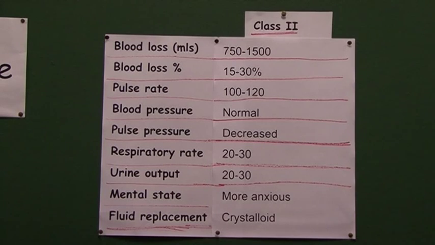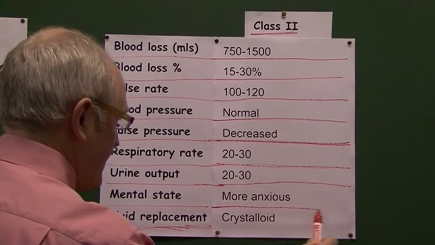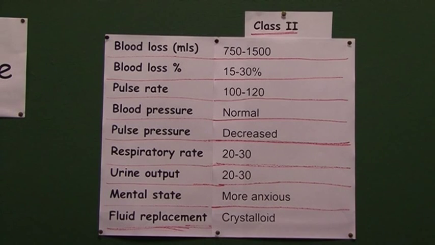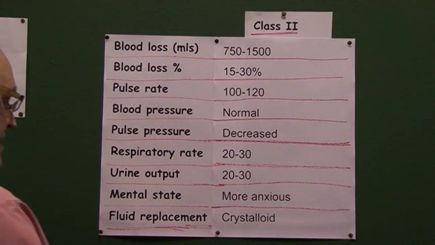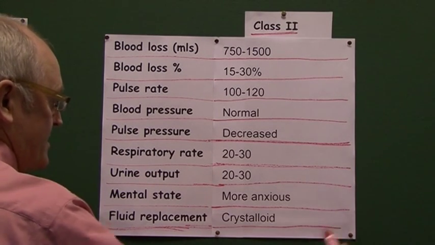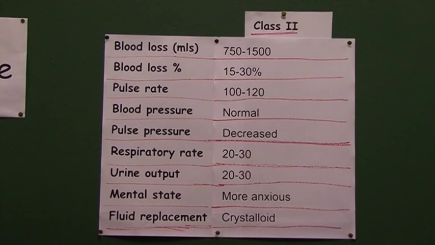Mental status, well, the patient's going to be more anxious, agitated, maybe even hostile. If a bleeding patient is hostile and bad-tempered towards you, don't hold it against them. It can be because the brain is not being properly perfused with blood. And the fluid replacement we want to give is a crystalloid intravenous fluid, warmed. That's what we would look for to diagnose a class 2 hemorrhage.